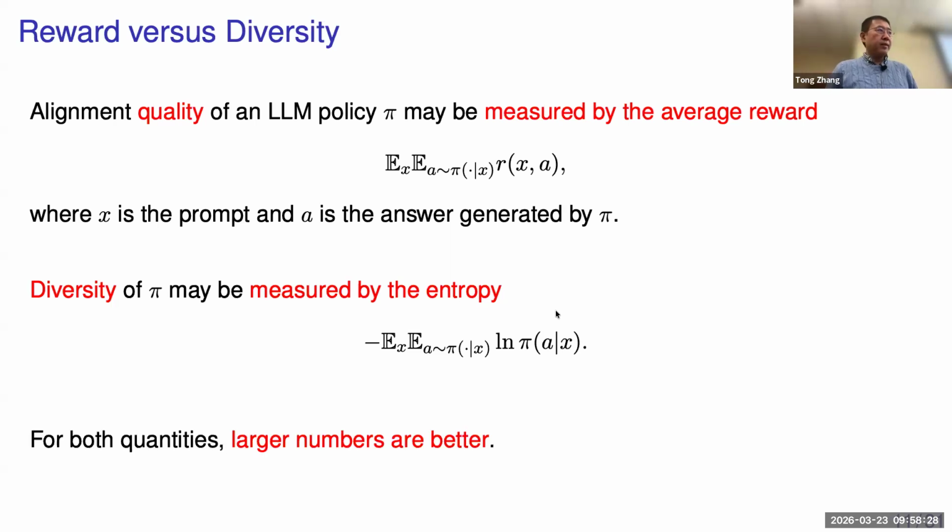Both, the larger the better. You want a larger entropy and a larger reward, but of course these are conflicting goals, so you have to make a trade-off. How do you control entropy? Of course, you can use this to control entropy, but people generally do not use this to control entropy. The more frequently used one is KL. We'll soon get to that, and I will explain why it's not just using this to control entropy.